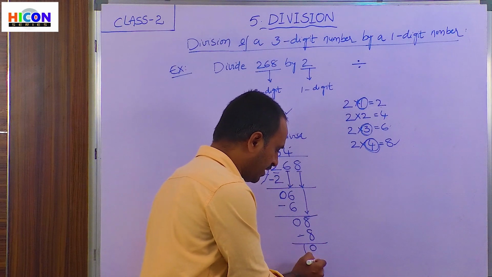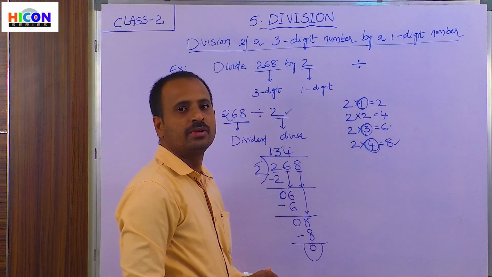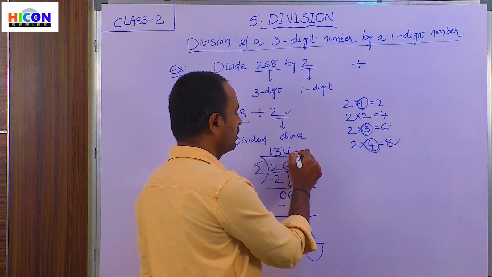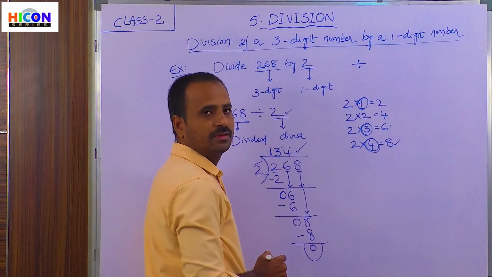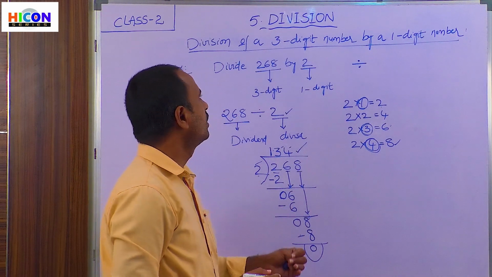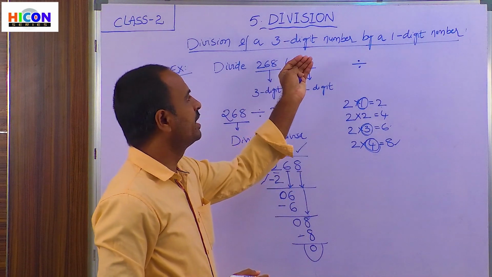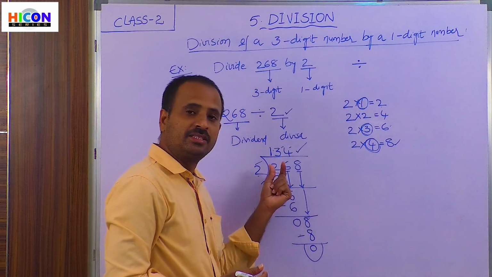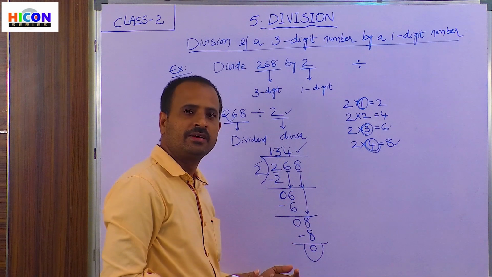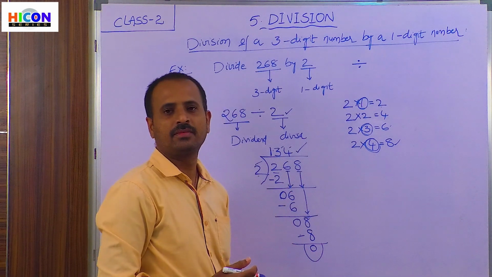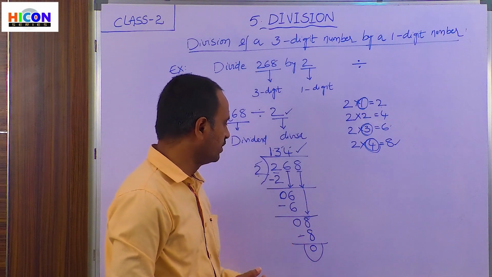So what is the remainder here? The remainder is 0. And what is the answer? The answer is 134. That is the quotient. So children, in this way, we have to do the division of a 3-digit number by a 1-digit number. So first we have to take each digit separately in the dividend and bring down the digits one by one. So in this way we have to do this division.